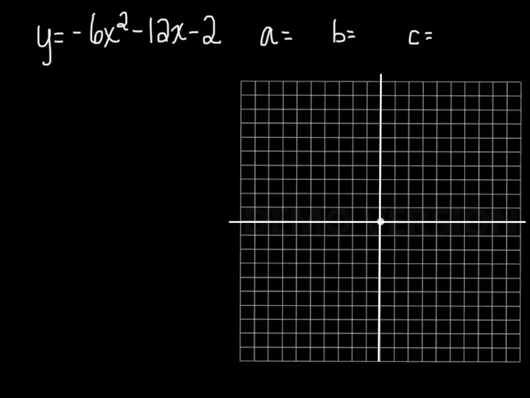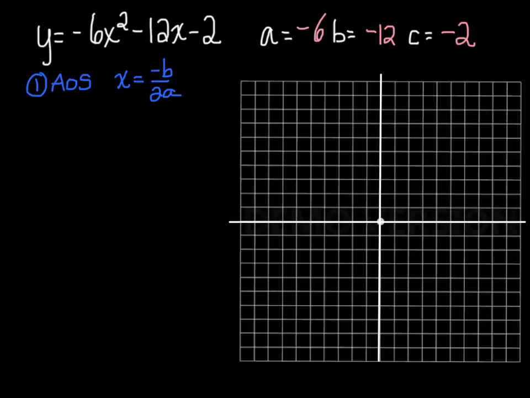So let's go ahead and I want you to fill in what the A, the B, the C is. And if you put down -6, -12, and -2, that would be my A, my B, and my C. And now the first thing I need to do is find my axis of symmetry, the x of my vertex. I know the axis of symmetry is x equals -b over 2a, or the opposite of b over 2a. So the opposite of my b over 2 times my a. And this is going to give me -1.